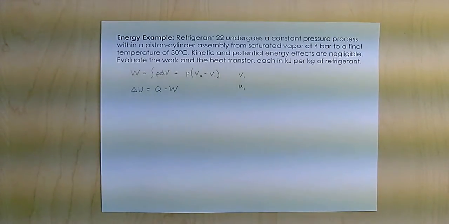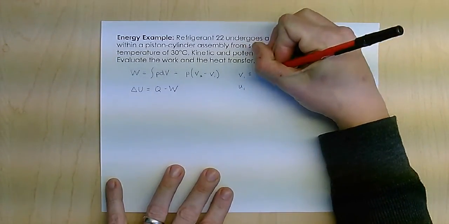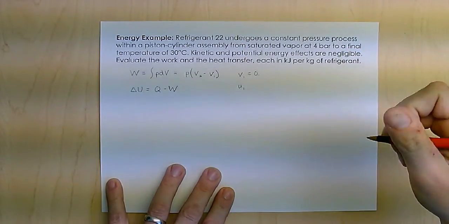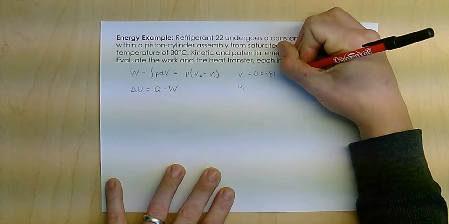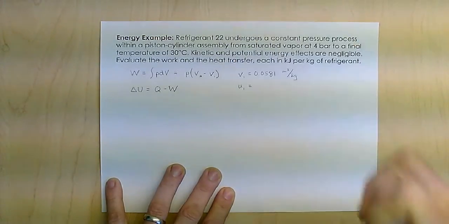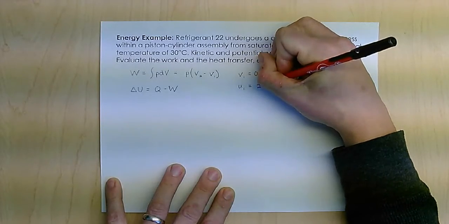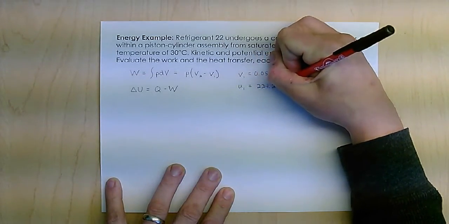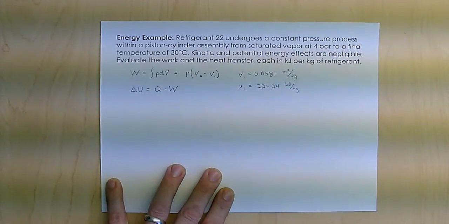So I'll go ahead and jot those down. So again, V1 is 0.0581, and again that's cubic meters per kilogram, and U1 equals 224.24, and that's kilojoules per kilogram.